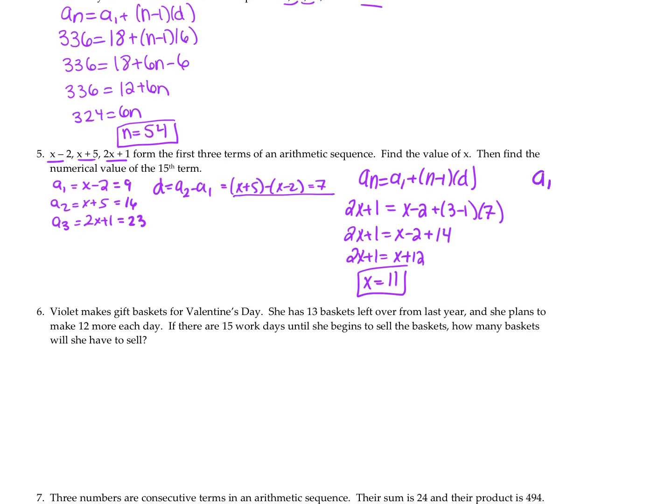So to find the 15th term, I would do a1 plus 15 minus 1 times 7. So it would be 14 times 7. It's going to be 107.